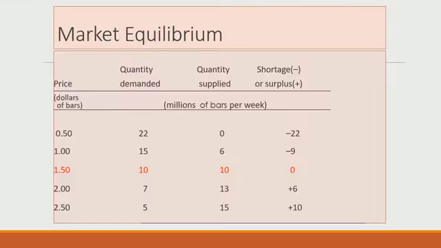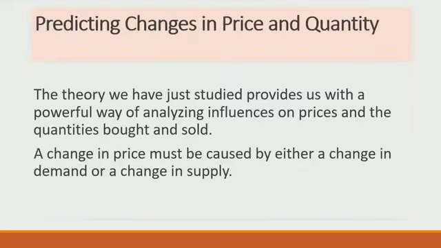So if I go back to this table, you can see when the price goes above the equilibrium price, which is $2 or $2.5, we can expect some surpluses, and when price falls below the equilibrium price, we can expect some shortages.